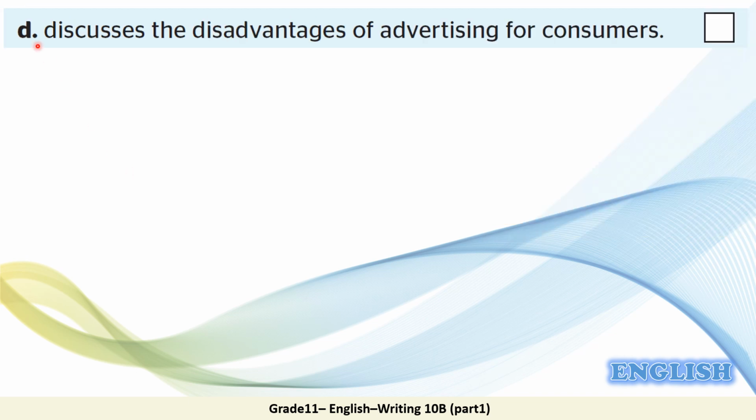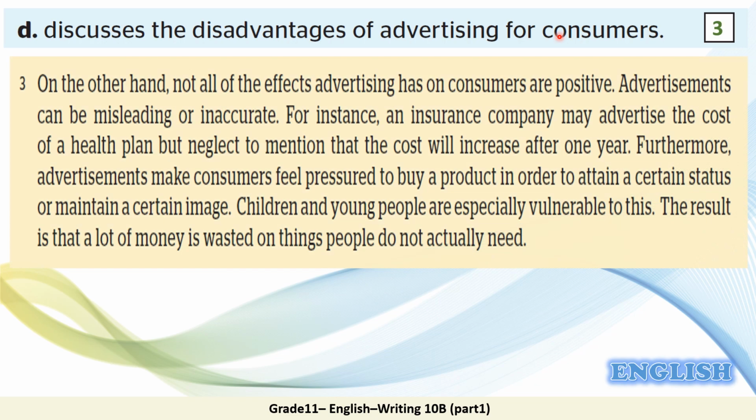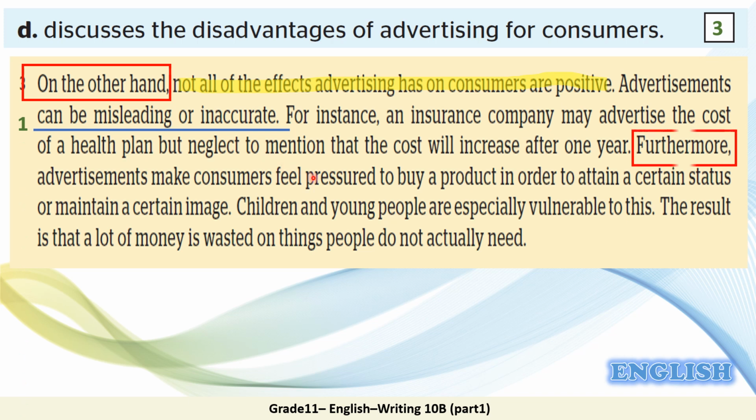Statement D. In which paragraph does the writer discuss the disadvantages of advertising? Can you tell? Yes, paragraph 3. Excellent. So can you tell me where the disadvantages are? The first one, who can tell? Yes, the first one is clear here: can be misleading. The second one, wow, the writer uses "furthermore." Excellent. And this is to add another disadvantage.